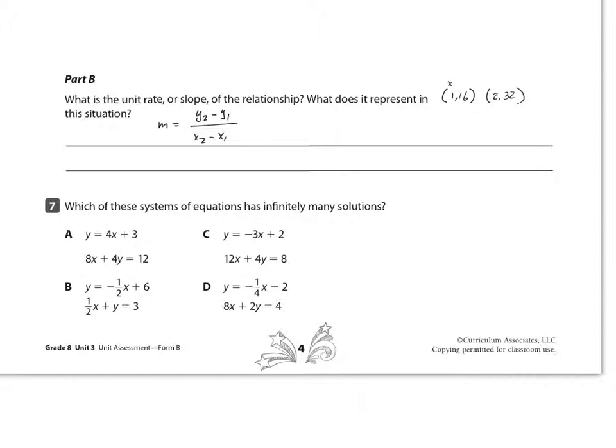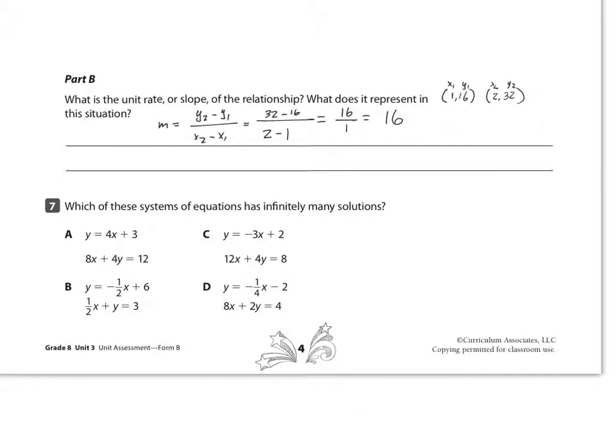This is your x1, y1, x2, y2. So we're going to plug it in. This is y2, so I'm going to write 32, y1, 16, and then you're going to do 2 minus 1, and that gives you 16 divided by 1, so your slope is going to be 16.